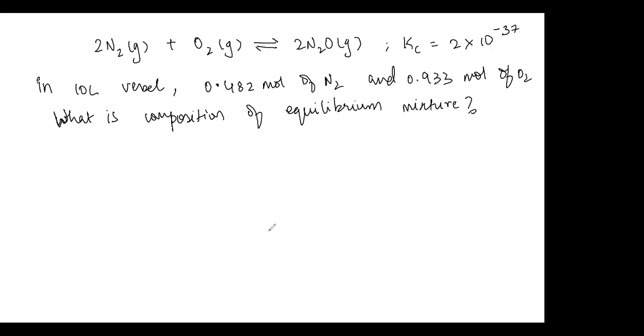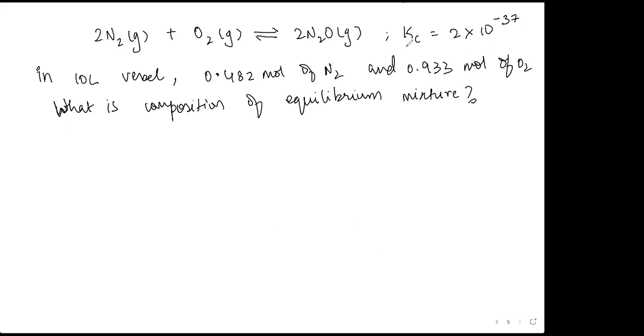Okay, so this is the question that you have. How are you going to solve this? Since you know the value of Kc, you can use this to figure out the equilibrium concentration. So the first step is to write the balanced equation. You're already given the equation. Let's write that. 2N2 plus O2 gives 2N2O.